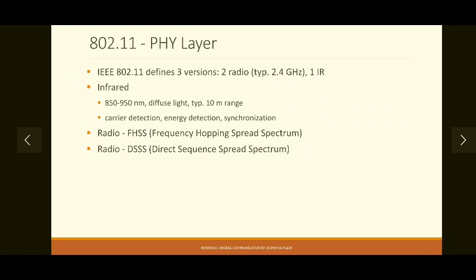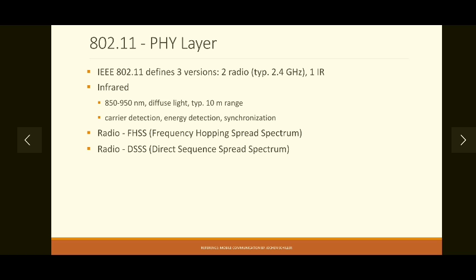As we discussed in the last video, IEEE standardizes three versions of the physical layer, three different transmission technologies, of which two are based on radio frequency, typically in the ISM frequency band of 2.4 gigahertz, and one transmission technology follows infrared transmission. Although infrared transmission is now outdated and rarely used, it is still supported by 802.11 for communication inside a wireless LAN.